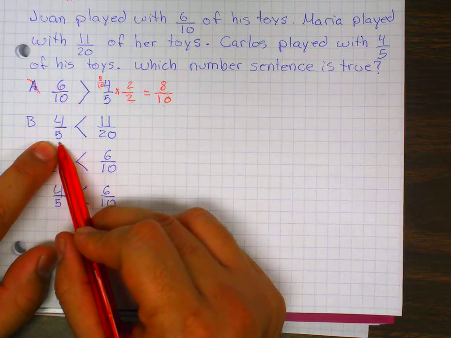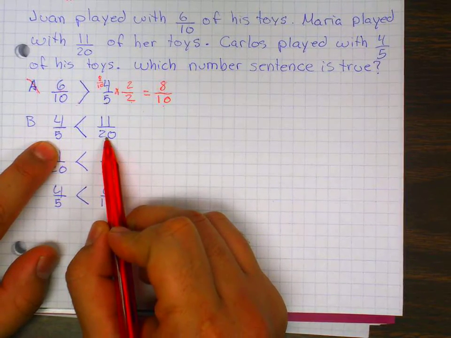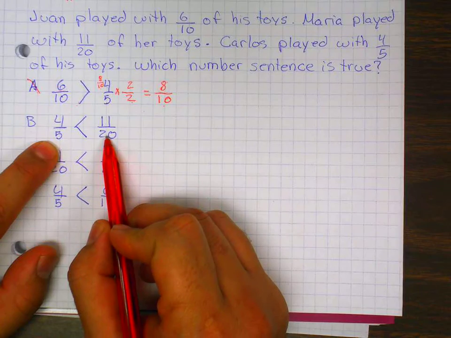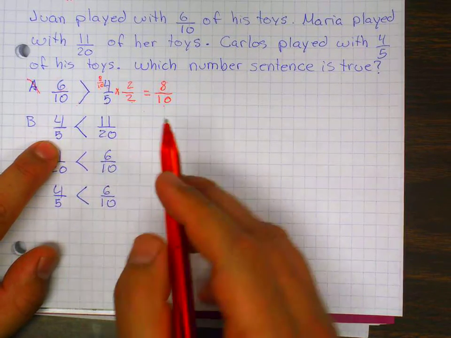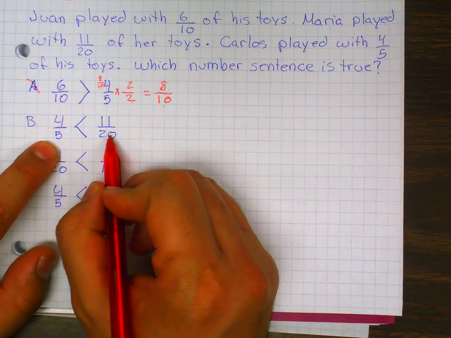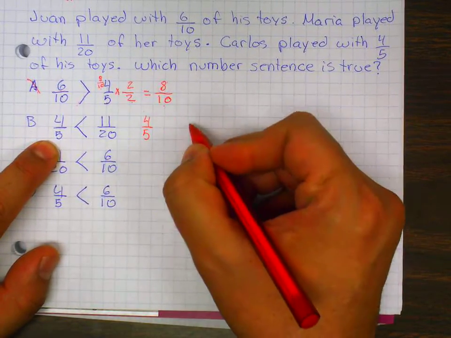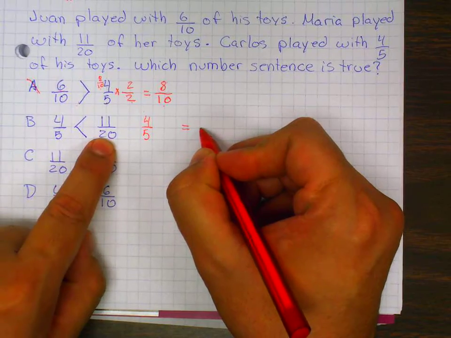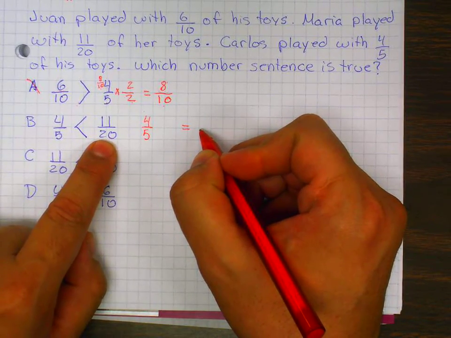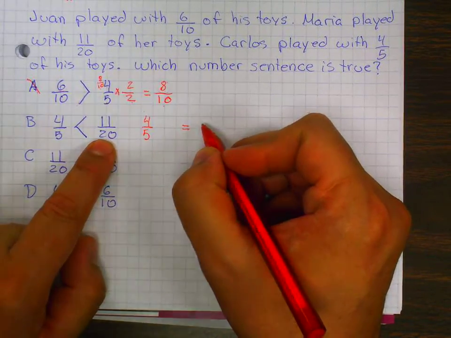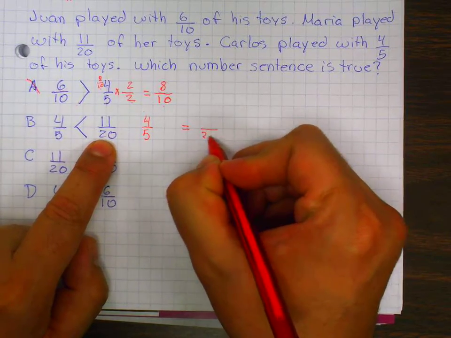This pizza has 5 slices. This pizza has 20. Which one can stay? 20. Okay, so I'm not going to change this. This is the one that is staying. I'm changing 4/5, and I'm changing it to what? 20. I need to change it to 20.